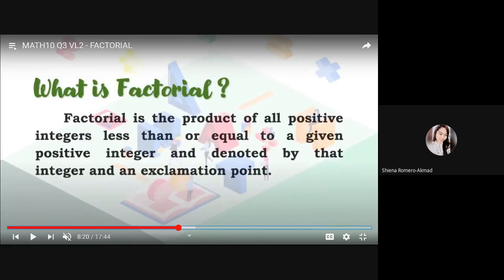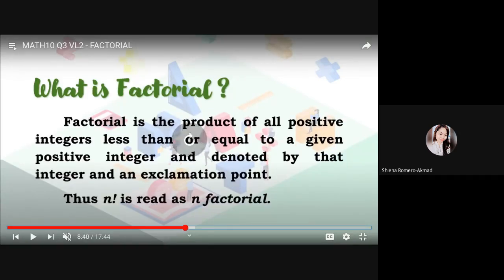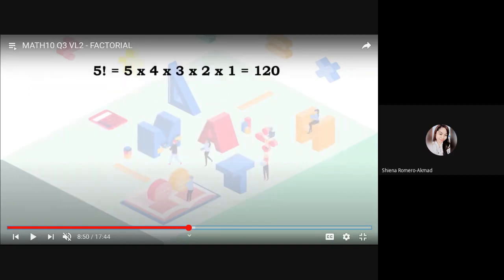When we say factorial, it is a product of all positive integers less than or equal to a given positive integer. Remember that it is a positive integer and 0 is non-negative, non-positive. Okay? Kaya nga hanggang 1 lang. So that's a positive integer and denoted by the integer and an exclamation point. So may nakita kayong ganon, that's factorial. Next. And n followed by an exclamation point is read as n factorial. So let us have more examples.